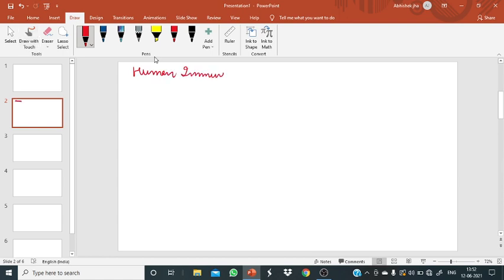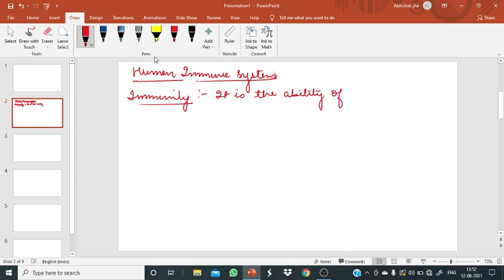So first of all, what is immunity? Immunity is the ability of living organisms to protect themselves from pathogens. And what are pathogens?